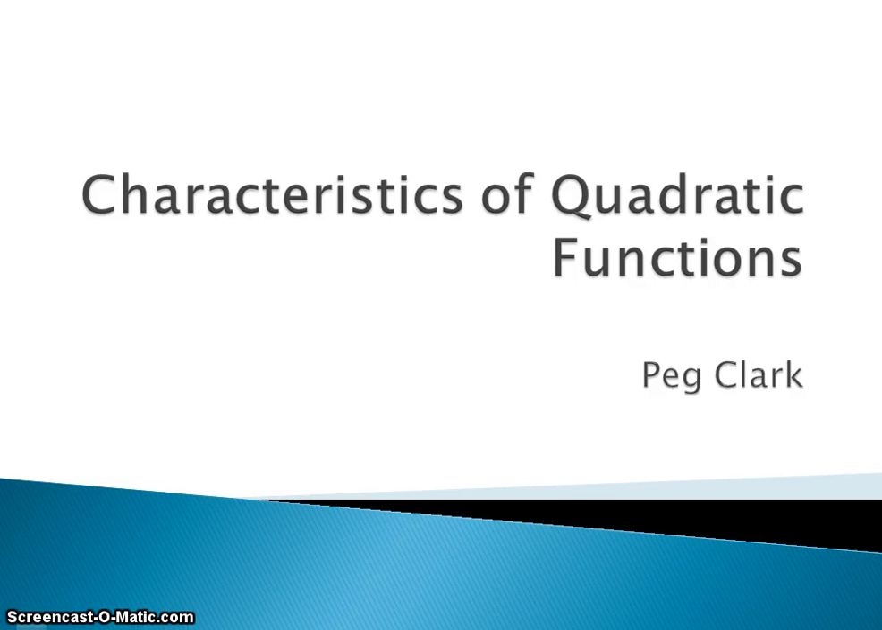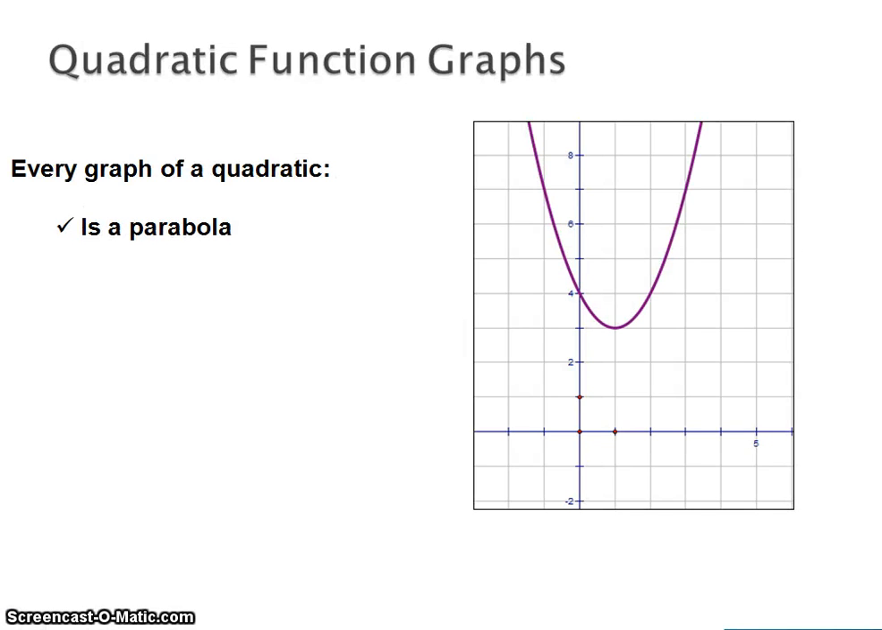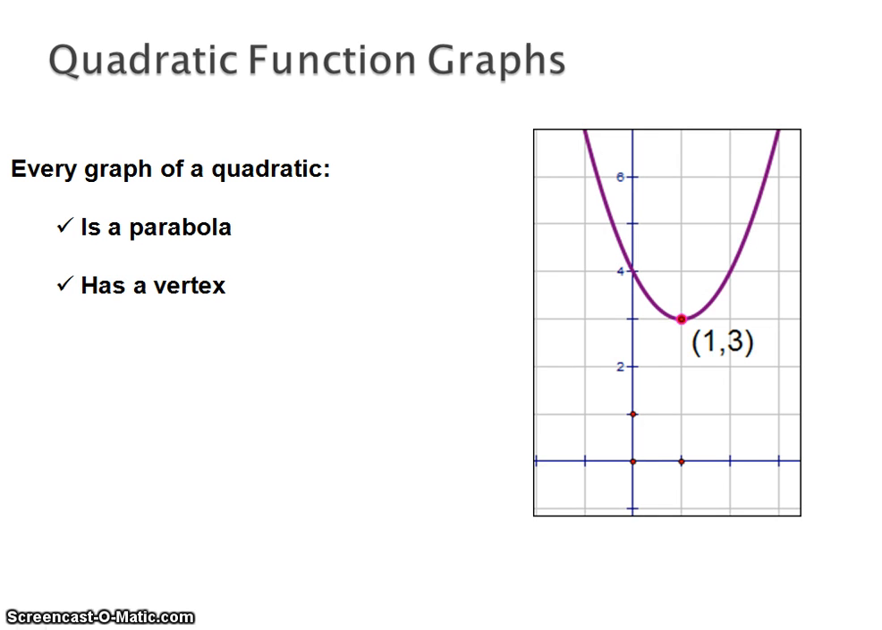Okay, let's take a look at the characteristics or attributes of quadratic functions. We're going to look at it from two angles. The first is from the point of view of a graph. Now, every graph of a quadratic is a parabola. They're always U-shaped, opening up or down.